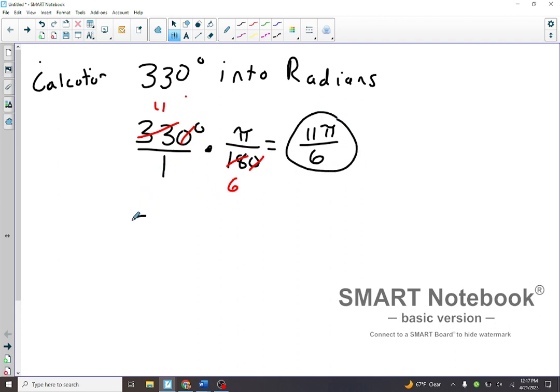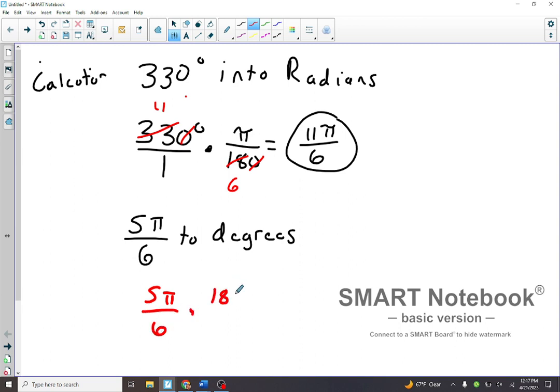Next one, 5 pi over 6 to degrees. So in this situation, you're going to change 5 pi over 6 to degrees. So we're going to do 5 pi over 6 times, since we're going to degrees, 180 is on top.